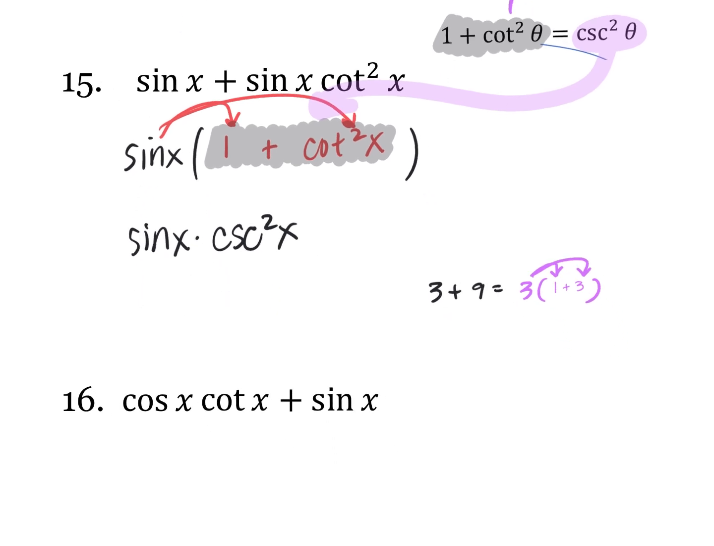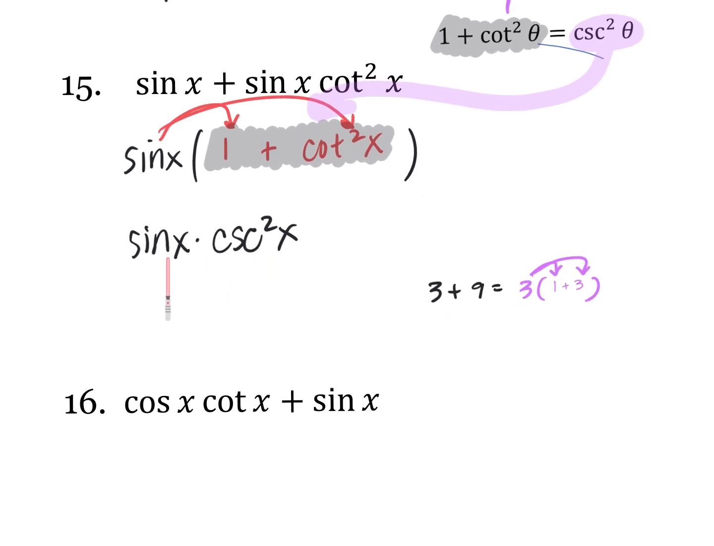Then could we put this in terms of sine and cosine? How could we rewrite cosecant squared? 1 over sine to the second. Could anything cancel out because I'm multiplying these? A sine could.